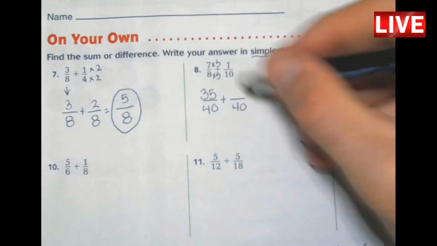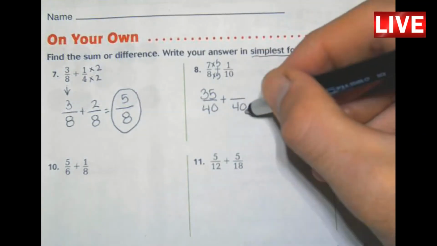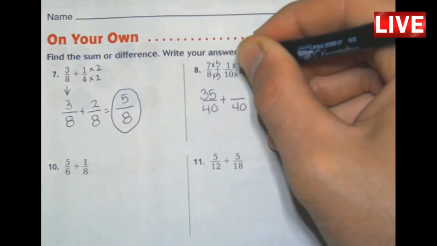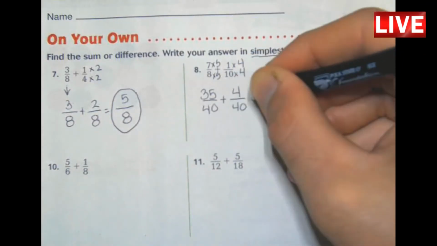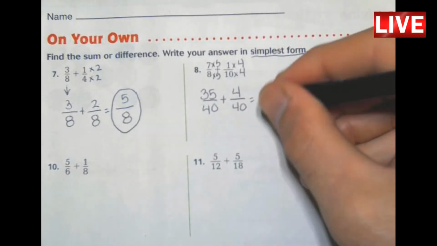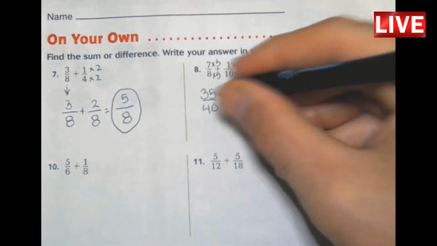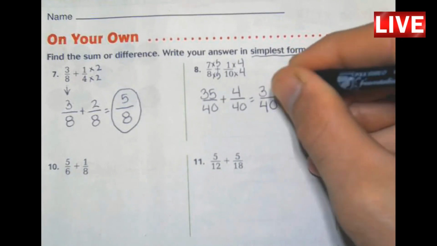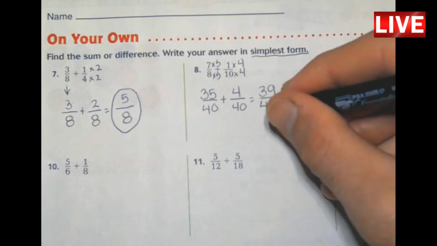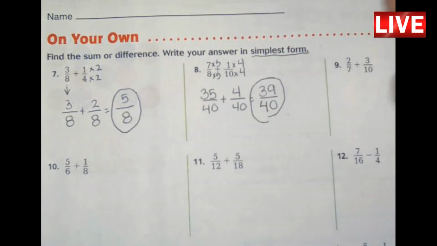And then we need to figure out what times 10 gets us to 40, which would be 4. And we do 1 times 4, which would be 4. So we end up with 35 over 40 plus 4 over 40. Bottom number stays the same. We're adding 35 plus 4, which would be 39. Double check to make sure it's not greater than a whole, and it is barely not greater than a whole, but barely is good enough. So we keep it as 39 over 40.